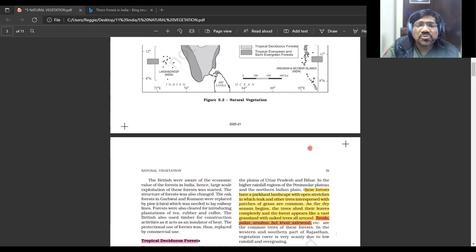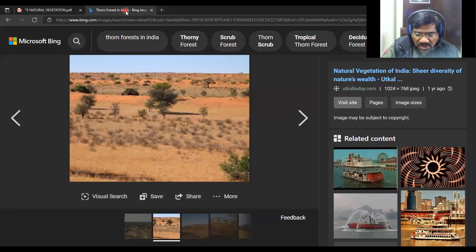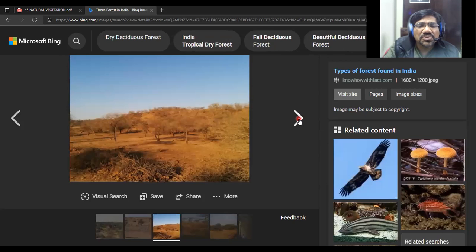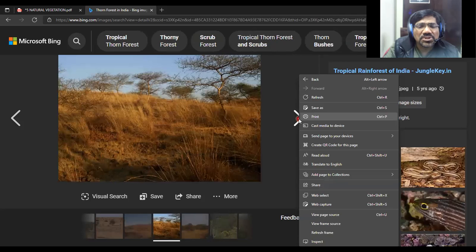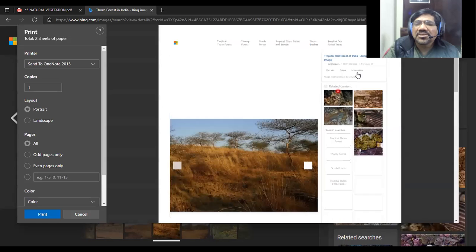And again, I should show you the map. This is the particular area we are talking about. This is the tropical thorn forest. And what should I do? I should also show you the pictures. And you can see, now you can see the picture of the thorn forest. And this is the thorn forest of India. You can see the number of trees has reduced. Okay, you can notice this is exactly the trees mentioned there.